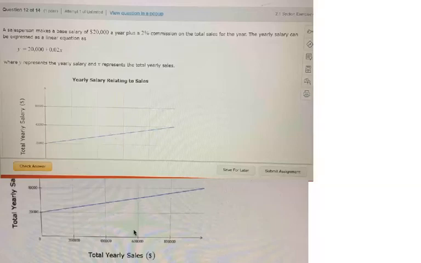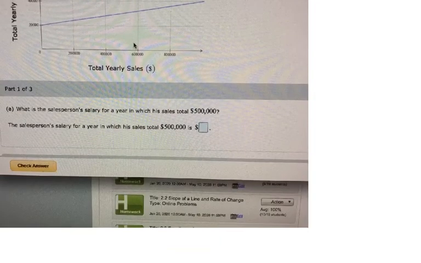Alright guys, let's take a look at this question here. It says a salesperson makes a base salary of $20,000 a year plus a 2% commission on the total sales for the year. The yearly salary can be expressed as a linear equation, y equals 20,000 plus 0.02x, where y represents the yearly salary and x represents the total yearly sales. And then the first question is, what is the salesperson's salary for a year in which his sales total $500,000?